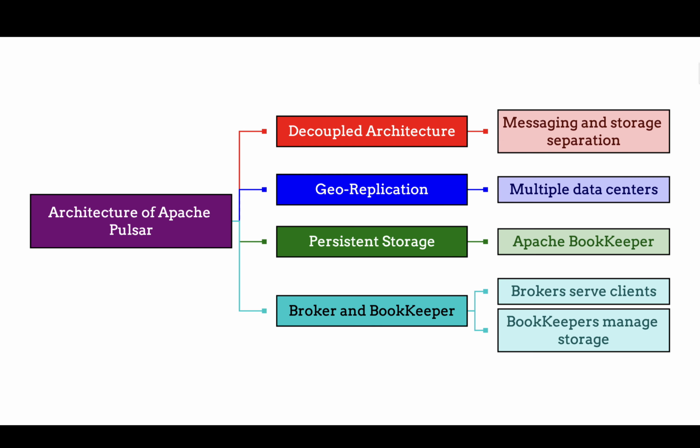Architecture of Apache Pulsar. 1. Decoupled architecture. Features a decoupled architecture for messaging and storage. 2. Geo-replication. Supports geo-replication across multiple data centers. 3. Persistent storage. Utilizes Apache Bookkeeper for durable and persistent storage. 4. Broker and Bookkeeper. Separates the roles of brokers, serving clients, and bookkeepers, managing storage.